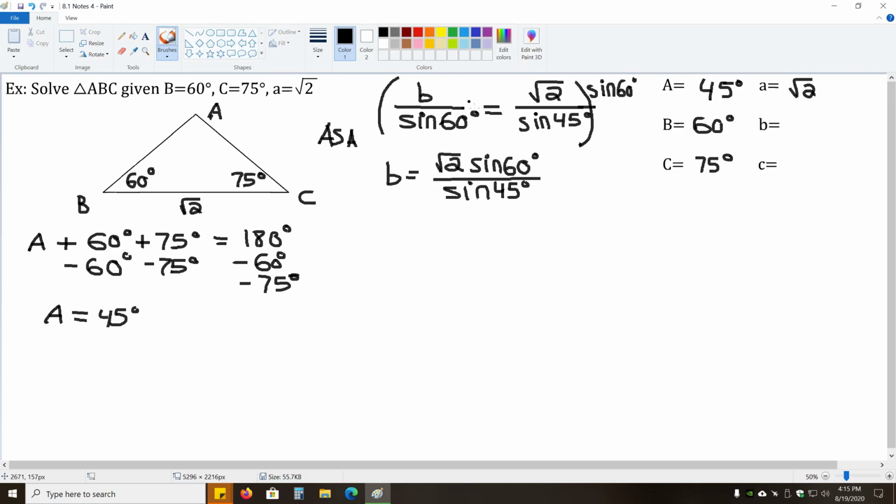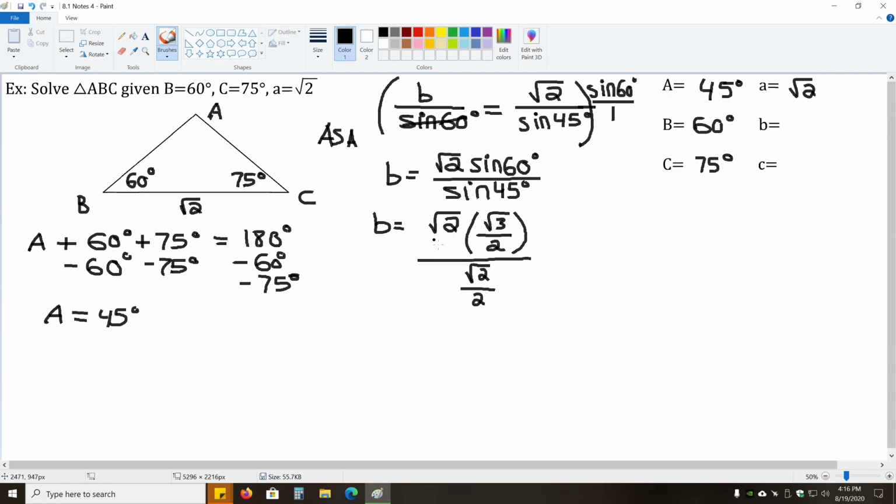Remember, because we multiplied each side by sine of 60, it canceled out in the denominator over here, and on the right you could put sine of 60 over 1 and multiply straight across to get the square root of 2 sine 60 over sine of 45. And now notice these are both unit circle angles, so we can actually solve this without a calculator. We get B equals the square root of 2 times sine of 60, which is the square root of 3 over 2, all over sine of 45, which is the square root of 2 over 2.